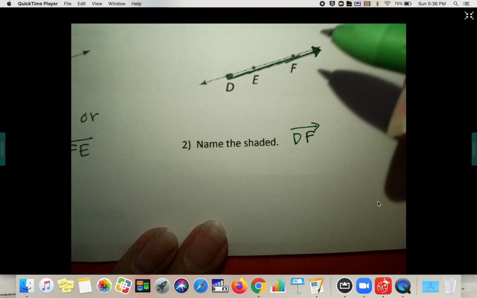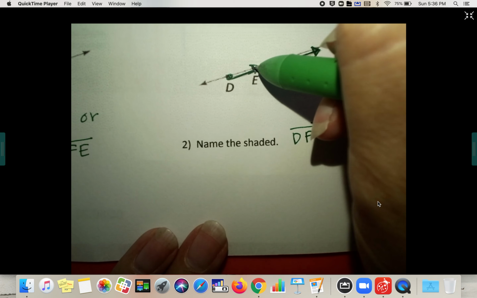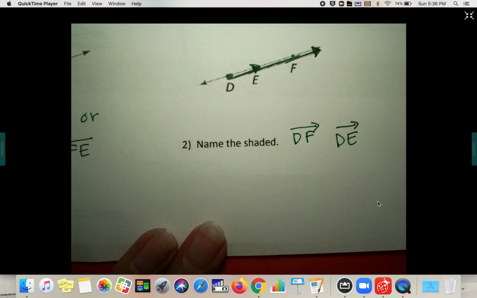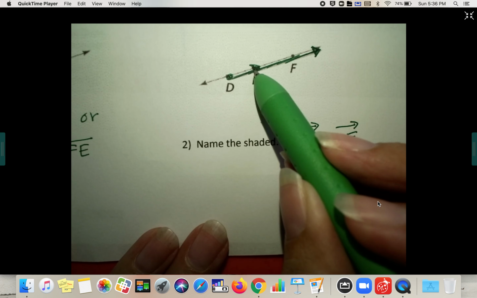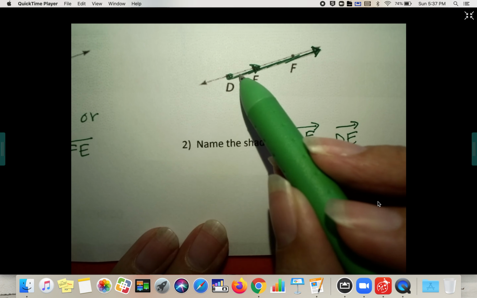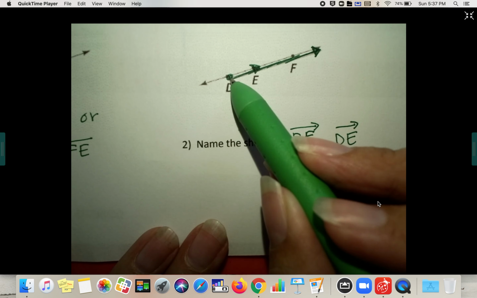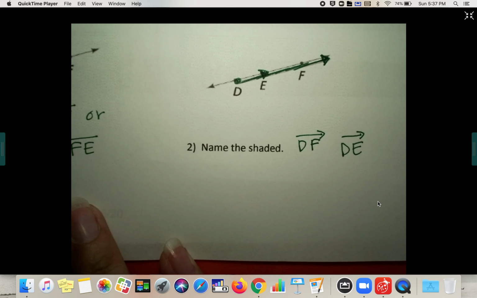Or if you started here and really only wanted to tell me that it also was a ray this direction, you could also call it ray DE. And again, the reason is because since it's a ray, this goes on and on forever, this one end. So it doesn't stop here, but this is the same ray as this because this line continues to go on forever.